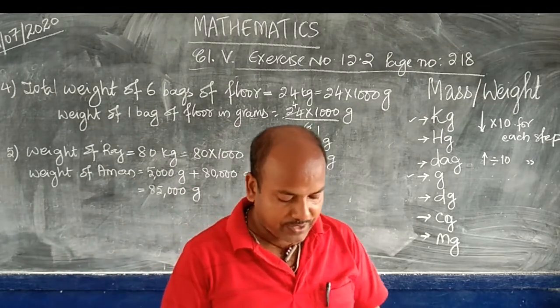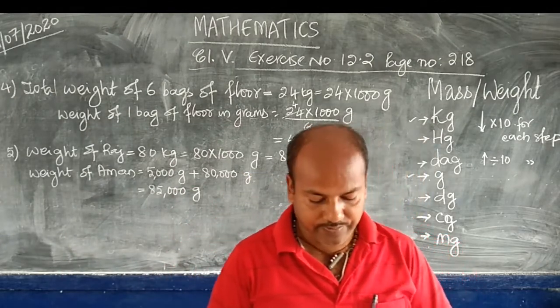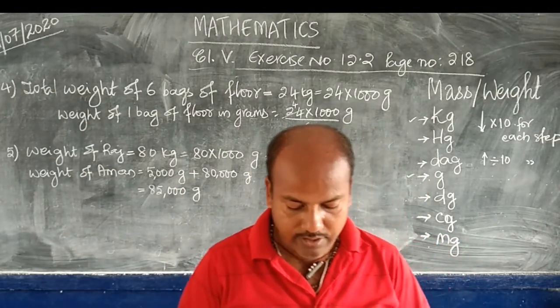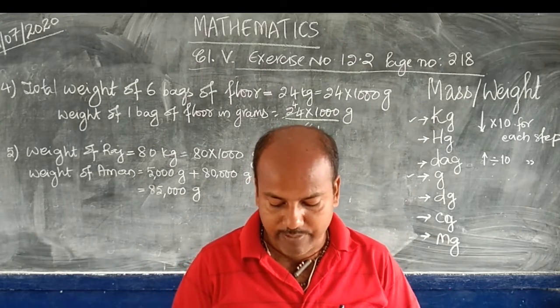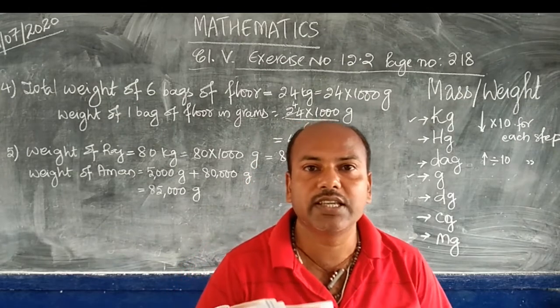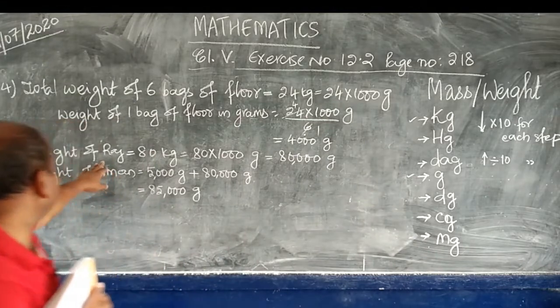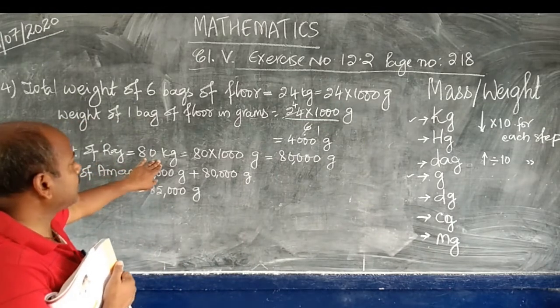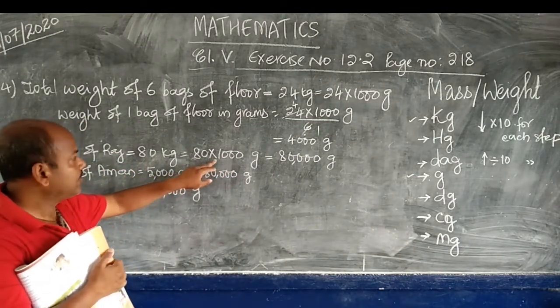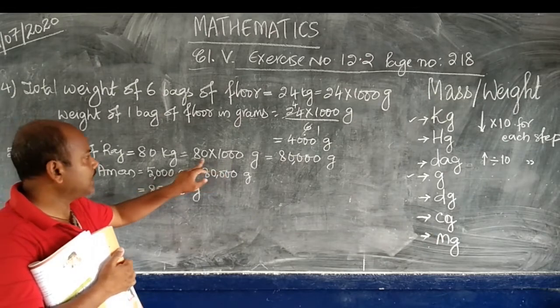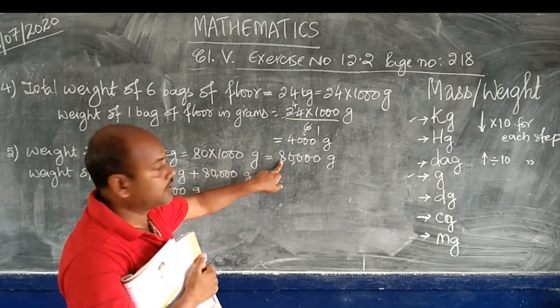Now number 5. Raj weighs 80 kg. Aman weighs 5000 gram more than Raj. What is Aman's weight in kg? So weight of Raj is 80 kg. Convert this in terms of gram. Multiply by 1000. This 80 kg will be converted to gram.